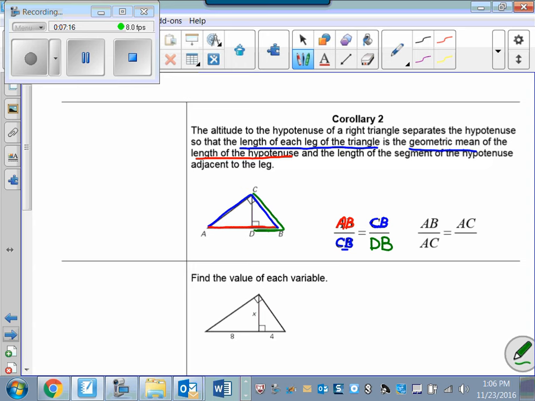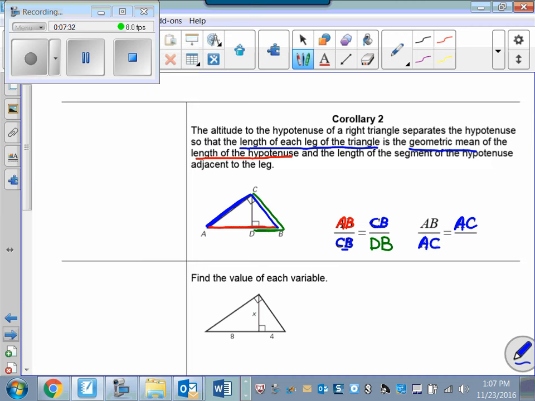So let's look at AC. AC is the other leg, right? Here's the other leg, AC. So AC is the geometric mean. Remember, I always put my geometric mean as the means.